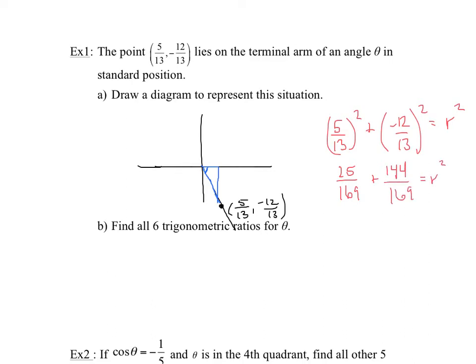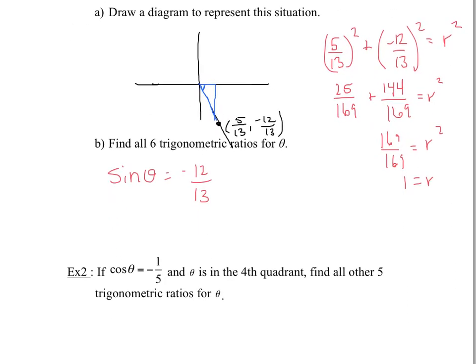And if you notice, if you add those together, you get 169 over 169, which is 1, right? Square root of 1 is 1. So all this means is that this point is on the unit circle because the radius is 1. So if we want to do sine theta, sine theta is opposite over hypotenuse, and the opposite side is negative 12 over 13.